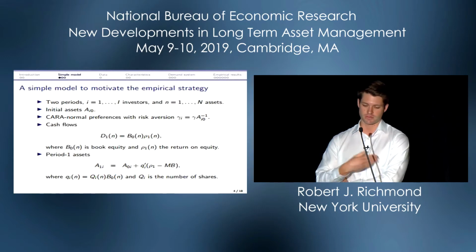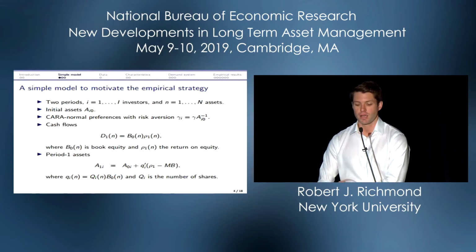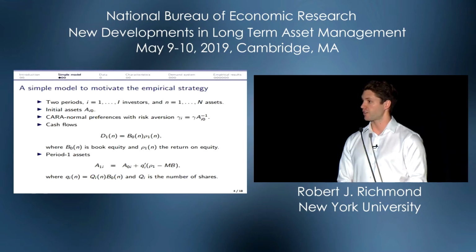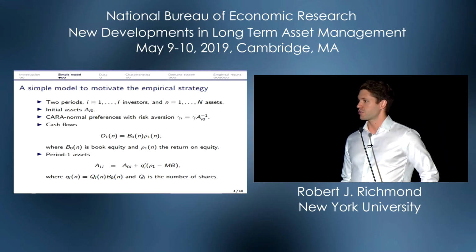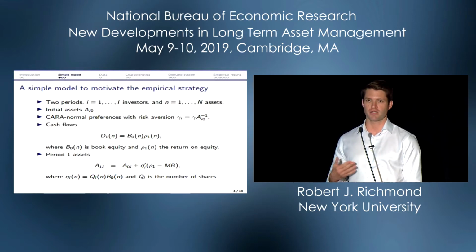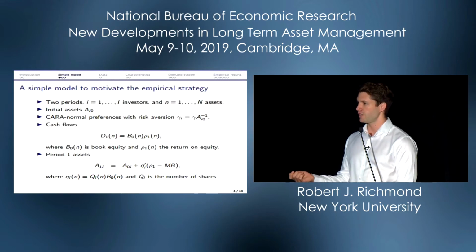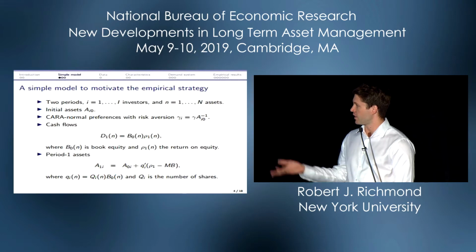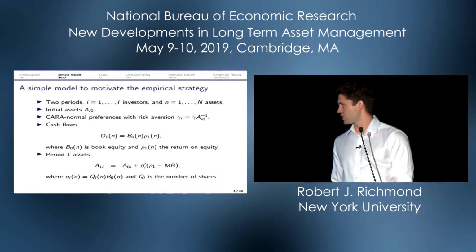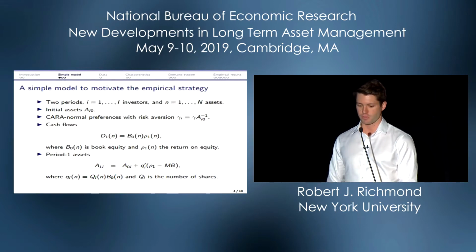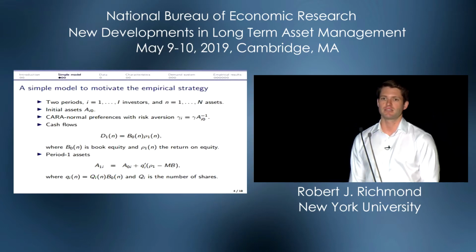So assets evolve according to this equation at the bottom of this slide. Period 1 assets are going to be the initial assets, and then each of these investors are going to choose the number of shares that they invest in each of these firms. They're going to get some return based upon whatever the ROE is over and above the price. So we're just rewriting this here. Little q is the number of shares times the book value of equity, and MB is the market to book ratio of each of these firms.